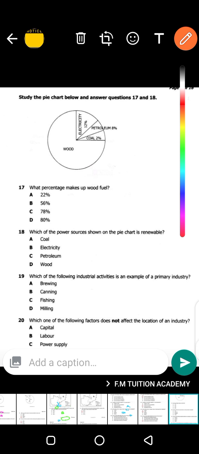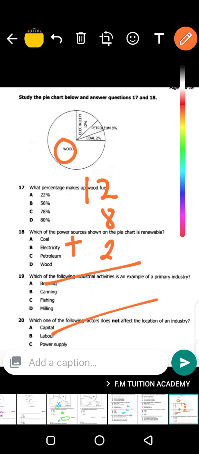Okay, so what we're going to do is add 12 plus 8 plus 2. 12 for electricity and then 8. We're trying to find the percentage for wood here. You need to add all these and then subtract from 360 because it's a circle. I think you know mathematics. So what do we have? 12 plus 8 plus 2: you write 2, carry 1, and then 1 plus 1, 2. So it's 22.